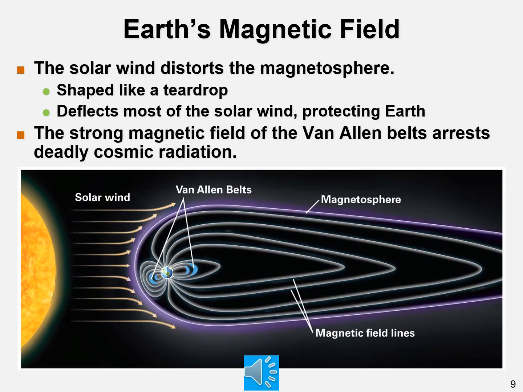Although the magnetic field behaves like a dipole, the field lines are distorted by the solar wind into a teardrop pointed away from the sun. The magnetic shield protects Earth life by deflecting harmful solar radiation. The region inside this magnetic shield is called the magnetosphere.